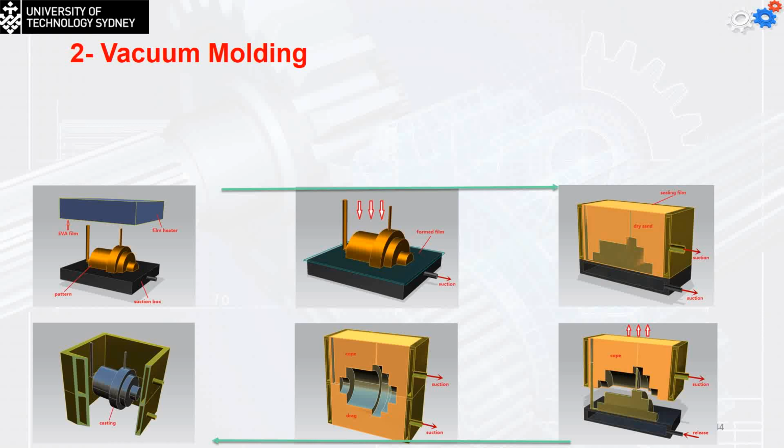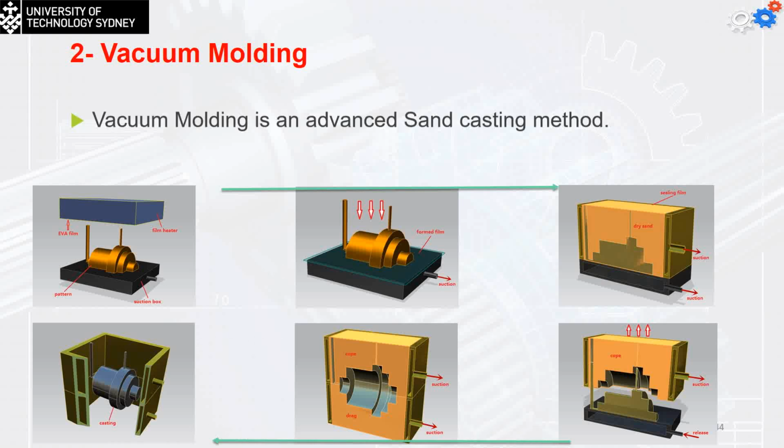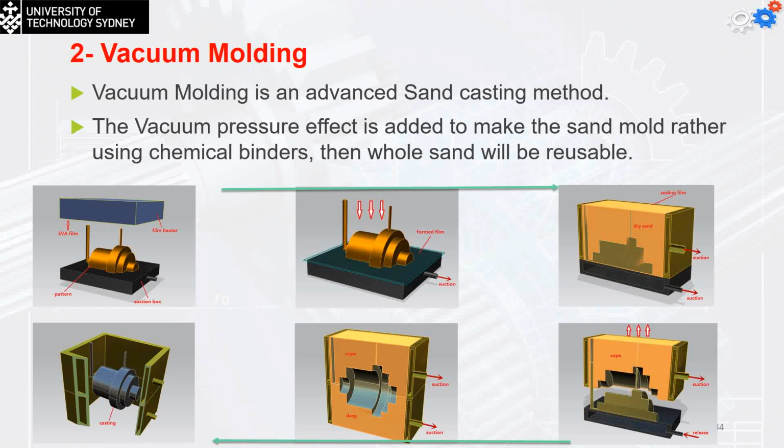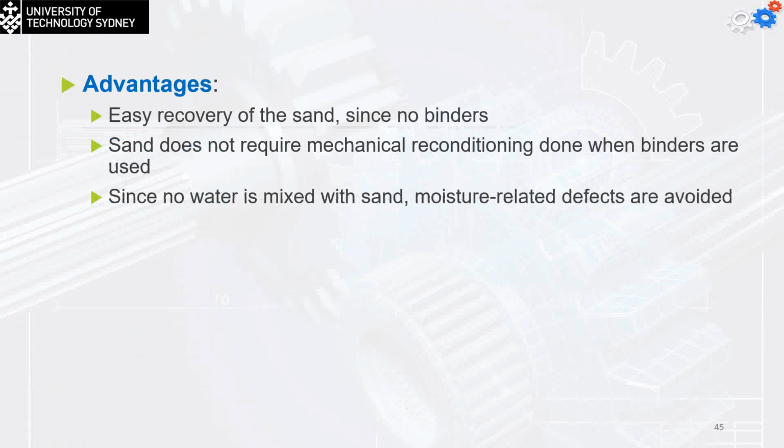So in the advanced sand casting method, the vacuum pressure effect is added to make the sand mold, rather than using chemical binders. And then the whole sand will be reusable because it's still clean. The advantage is easy recovery of the sand since there are no binders. The sand does not require any mechanical reconditioning, which is needed when binders are used. And since no water is mixed with the sand, moisture-related defects are avoided. But the disadvantage is a slow process, because the negative pressuring time is too long. And to this moment it is not adaptable for mechanization.